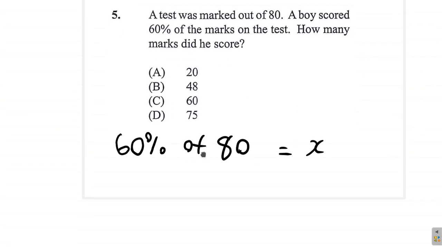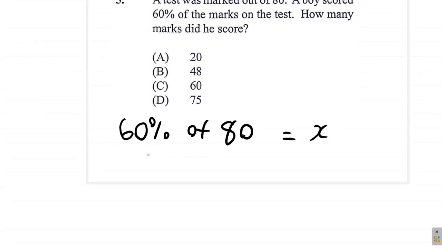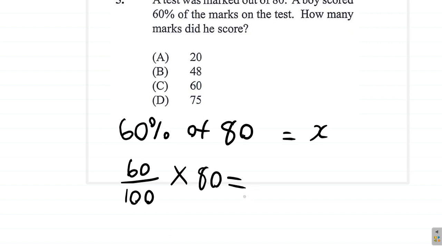So we have 60%. What does 60% mean? It means 60 per 100. 60 per centum. Alright, that's 60%. You have to remember that. Of means multiply, of 80 equals.